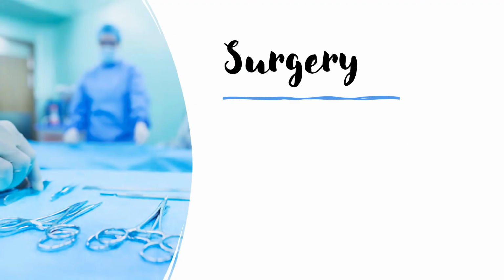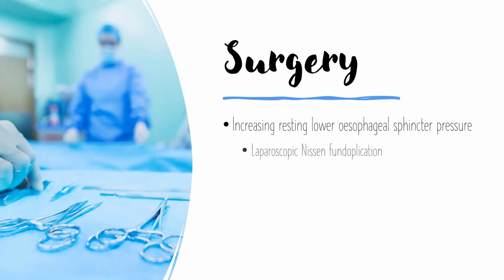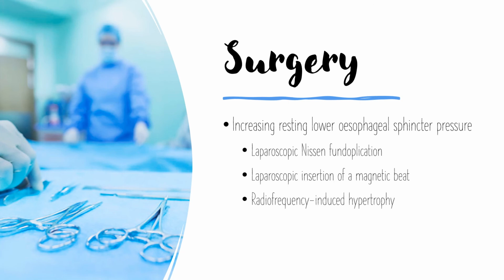If the reflux is really resistant to treatment, we can do surgery which increases the lower esophageal sphincter pressure when at rest. There are various different types of surgery which can do this, but for now, just remember that it's increasing this sphincter pressure and stopping the acid from rising up. Okay, that was a really quick look at everything, so here's your summary.